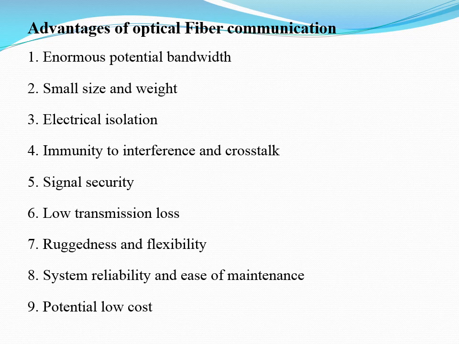Then we have low transmission loss. If I consider the transmission loss, which is normally attenuation, it is very less in optical fiber, about 0.2 dB per kilometer to 0.5 dB per kilometer. That is the maximum transmission loss or maximum attenuation we can consider in an optical fiber. It is very less, 0.2 to 0.5 dB per kilometer. So for a 1 kilometer optical fiber, we can expect around 0.2 to 0.5 dB loss.